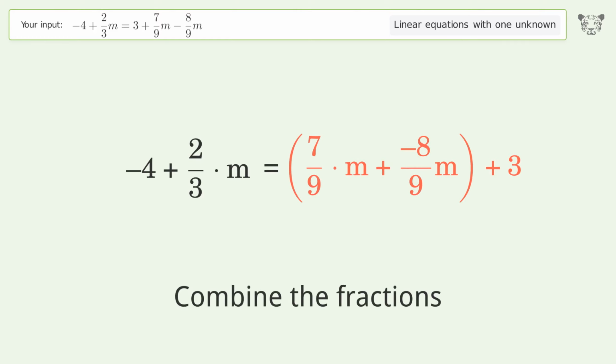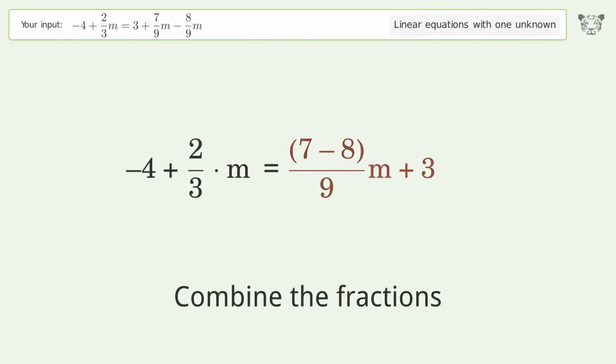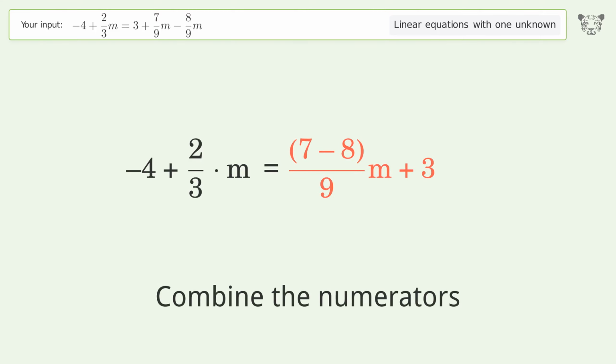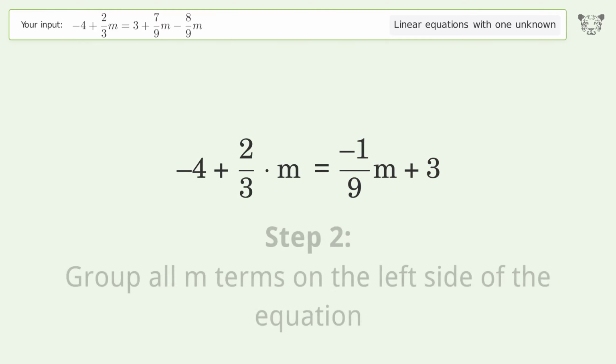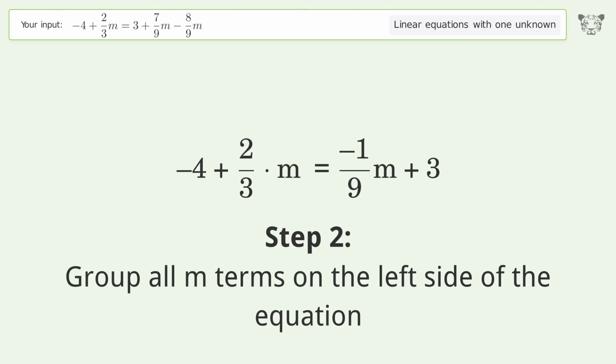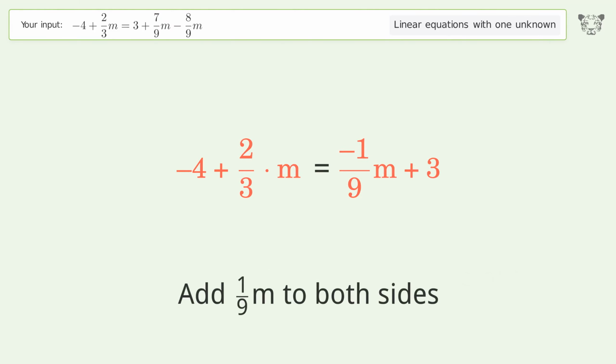Combine the fractions. Combine the numerators. Group all m terms on the left side of the equation. Add 1 over 9m to both sides.